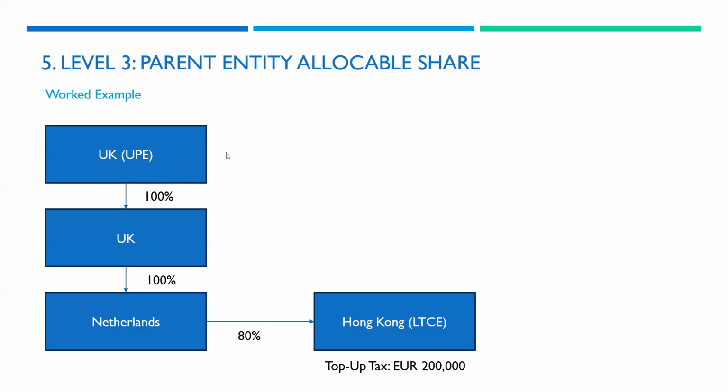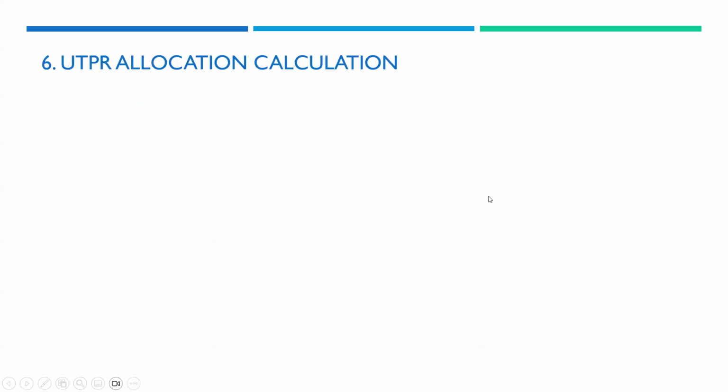Now, what happens to the remaining 40,000? What happens to the remaining 40,000? Would it be untaxed? What happens to the remaining 40,000? Exactly, no. It will have a UTPR because since all taxes are not collected at the parent entity level, then definitely it will go to UTPR.